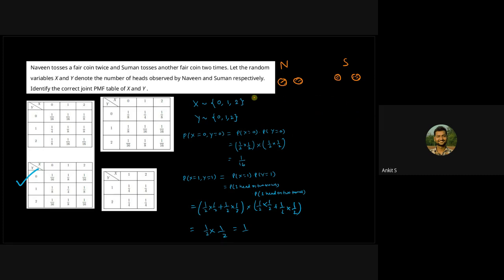What we are interested in is the random variables x and y denoting the number of heads observed by Naveen and Suman respectively. What are the values that x can take? The number of heads can be 0, 1, or 2. Y will also be 0, 1, or 2. I hope it is clear. Very simple. Now, whenever you are given this kind of table and you need to match which one is correct, what will you first look at? You will look at the range.